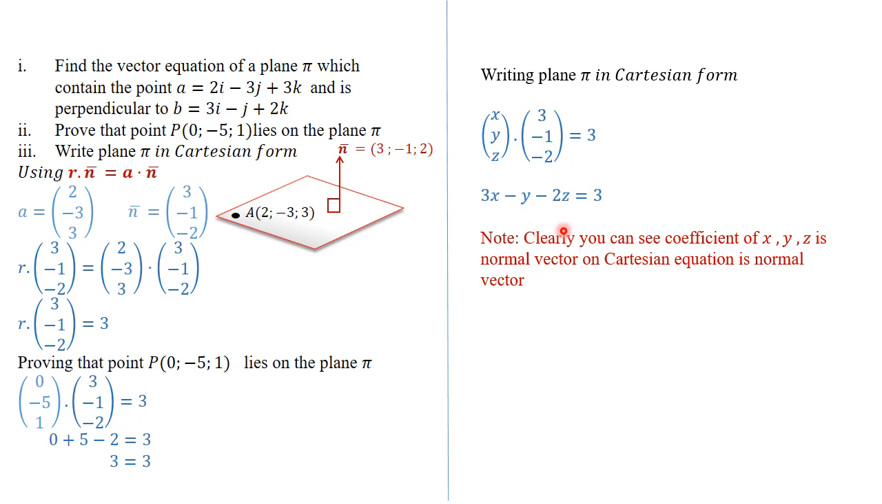Clearly you can see that the coefficients of x, y, z here are the normal of the plane. So if I'm given a plane ax plus by plus cz equals d, I can just extract the normal. The normal will be equal to (a, b, c), the coefficients of x, y, and z. That will be the normal vector. Alright, so let's go to the next example.